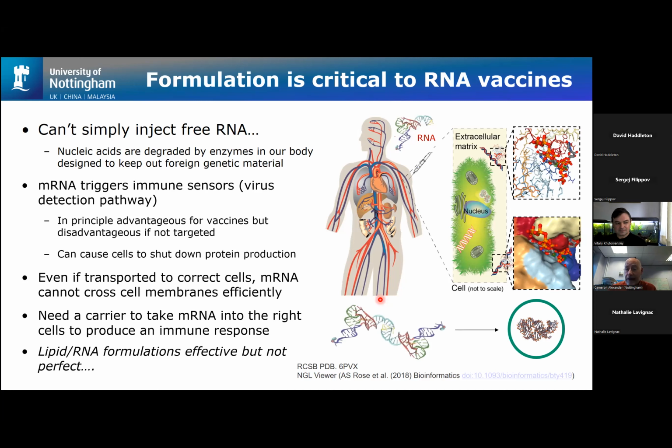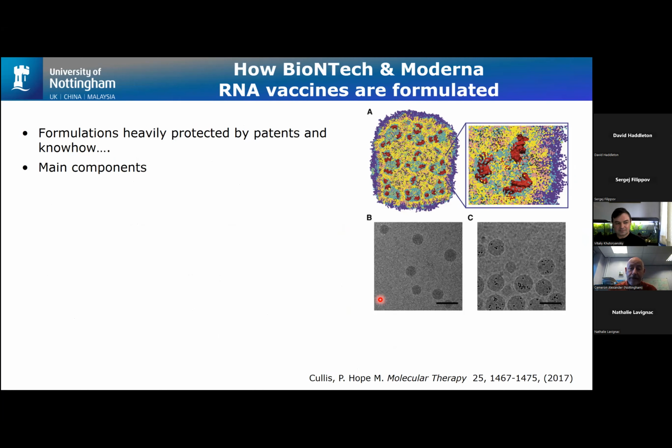Now, just a little bit on the lipids, again, a bit of context. This is a computer simulation of what these lipid nanoparticles look like. The actual formulations, particularly BioNTech and Moderna, are very, very successful formulations, but there's a lot protected by patents and by know-how. And whilst there are computational predictions of these structures, there's the PEG layer, here's the RNA around this sort of sea of lipids and buffers.